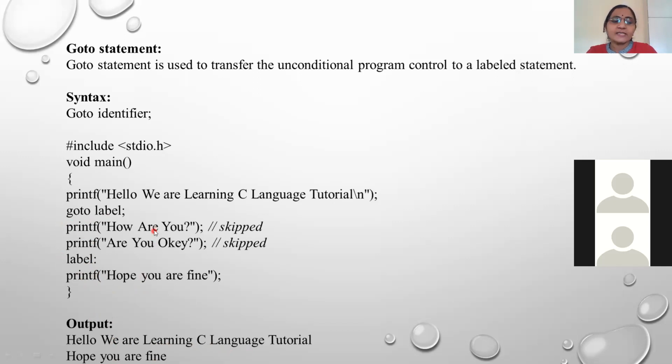See, these two statements are skipped. How are you? Are you okay? These two statements are skipped due to this goto statement, goto label, because the label is here. The label is available after these two lines, and that's why the computer skips these two sentences and directly jumps to the last printf statement. Hope you are fine, and that's why you will get the output as the first printf line and the last printf line. Okay, is there any problem?